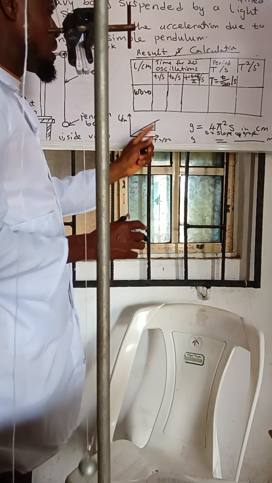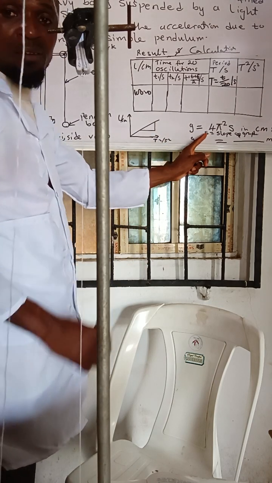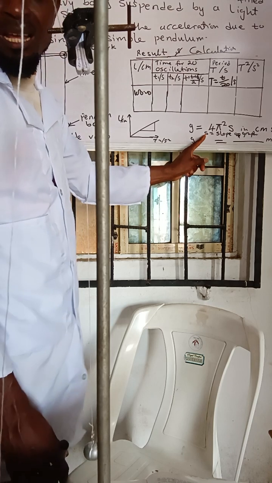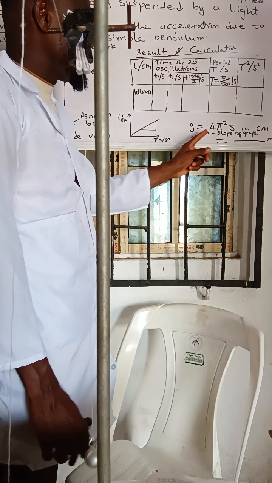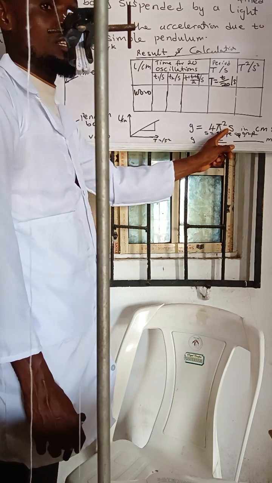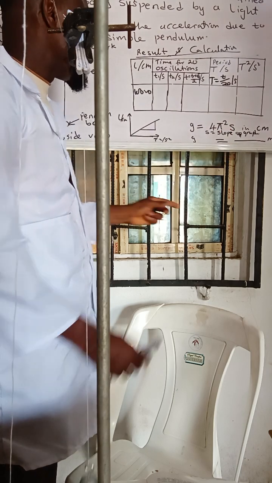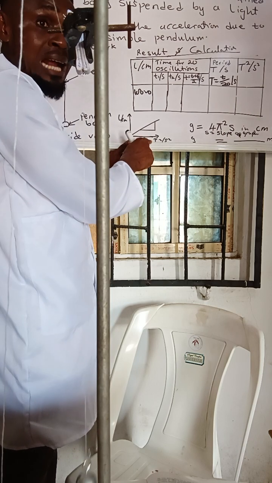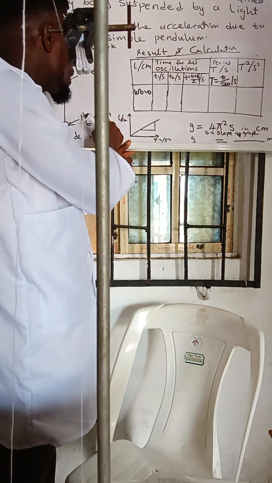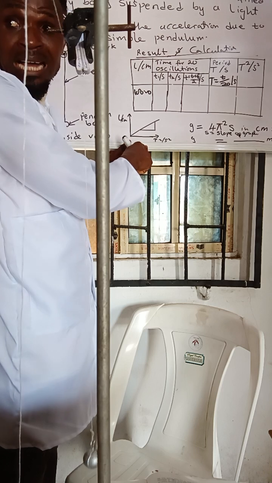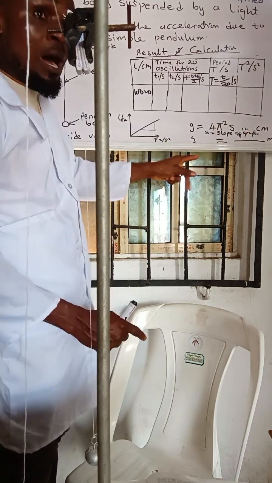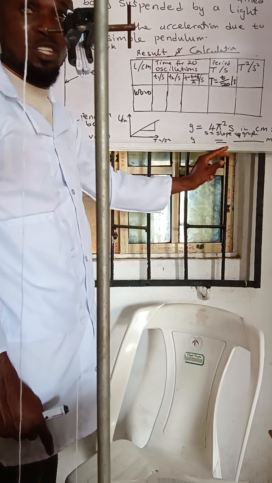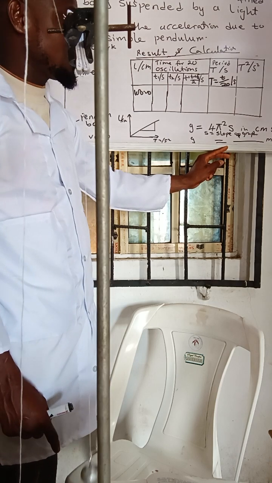You will now determine the slope of the graph. Call the slope of the graph S. After you have S, to get the value of g, it is 4 pi squared times the slope of this graph. But if you plot the graph with T squared on the vertical axis and L on the horizontal axis, g will be 4 pi squared divided by S, the slope. Is that clear?